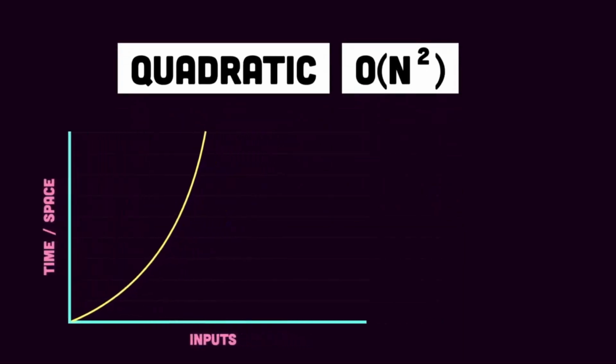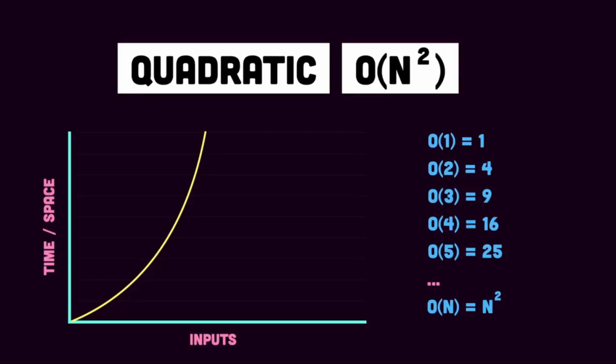So if we have one input, O of 1 is going to be 1. But if we put 2, now we have 4. If we put 3, we have 9. 4 is 16 and n is n squared. So you can see that with the increase in the number of inputs, the time or space taken grows rapidly.